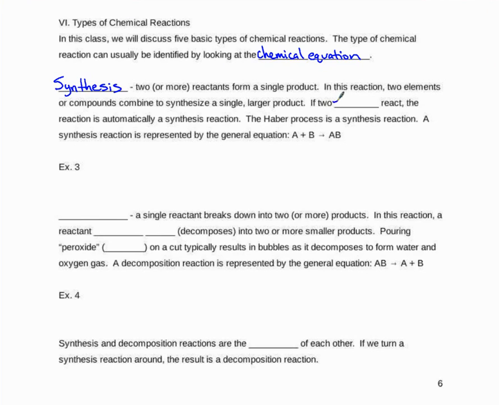Here's a note: if you have 2 elements that react, it automatically has to be a synthesis reaction. You have 2 of the smallest possible pieces. The only thing that they can do is combine and make a larger product. The Haber process is a synthesis reaction. You have nitrogen, N2, and hydrogen, H2, creating ammonia. 2 reactants, 1 larger product.